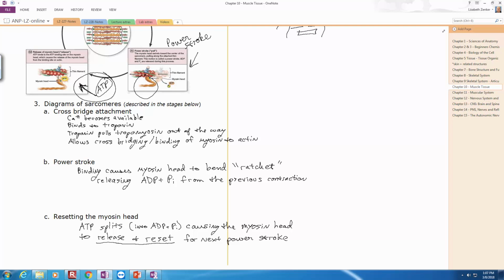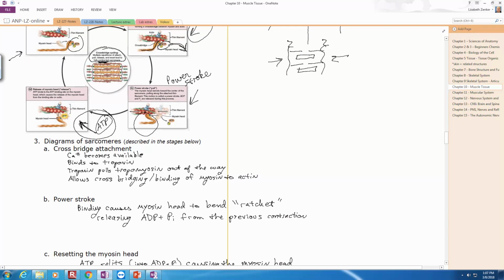Okay, so ATP splits into ADP and a phosphate, causing the myosin head to release and reset for the next power stroke. So ATP has to attach. When it does, ATP will break back into ADP and a phosphate, which is the one that gets kicked off later, because the cycle just keeps happening again and again until you run out of certain things.